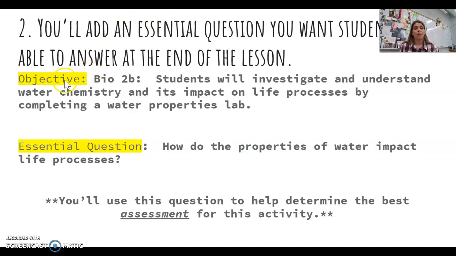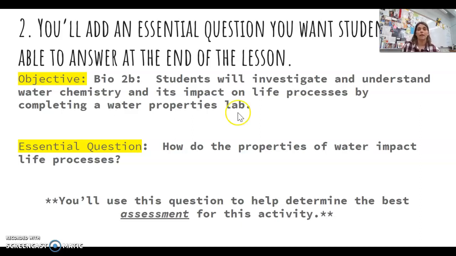So if my objective is Bio 2A, students will investigate and understand water chemistry and its impact on life processes by completing a water properties lab, the essential question I want my students to be able to answer at the end of this lab is, how do the properties of water impact life processes?